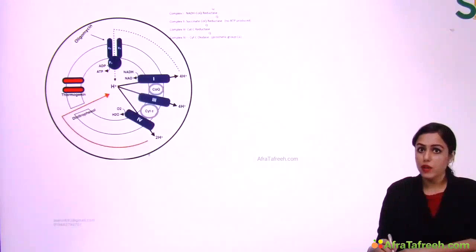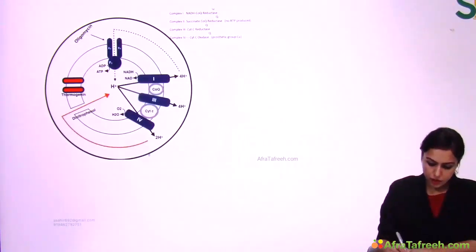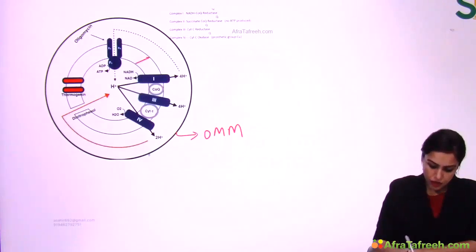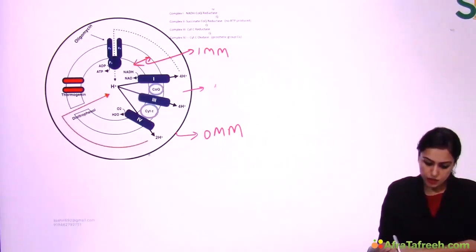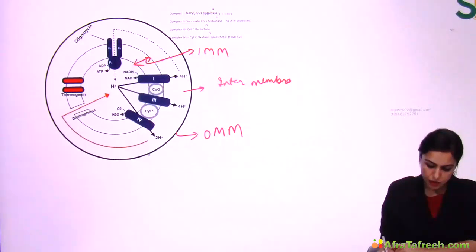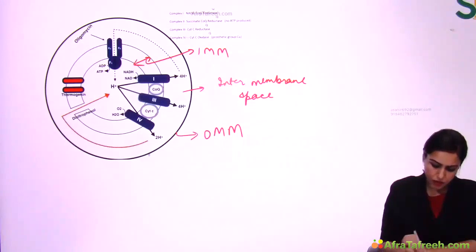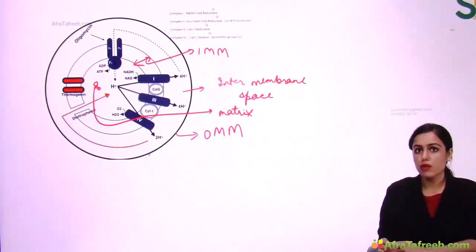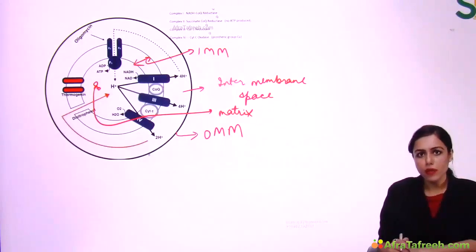In this diagram, mitochondria is shown. So let's label the diagram. This is the outer mitochondrial membrane. These two inner thin lines are the inner mitochondrial membrane, and this space is known as the intermembrane space. Between the two membranes, it is the intermembrane space, but the central space here is called the mitochondrial matrix, right? So the outer thick line is the outer mitochondrial membrane and the two inner thin lines are the inner mitochondrial membrane. The space in between is the intermembrane space and the central space is the mitochondrial matrix.